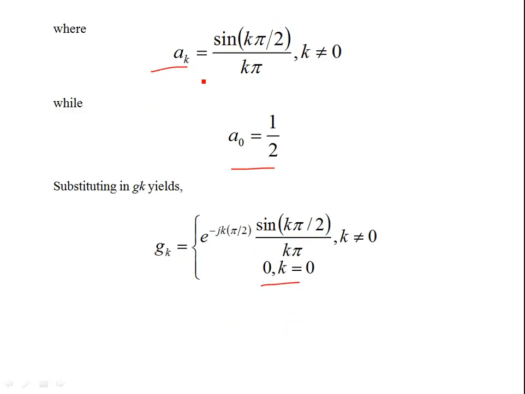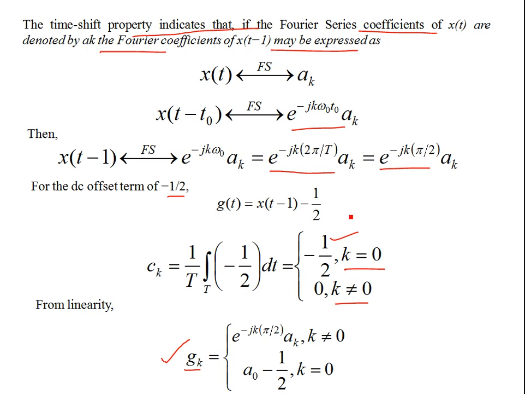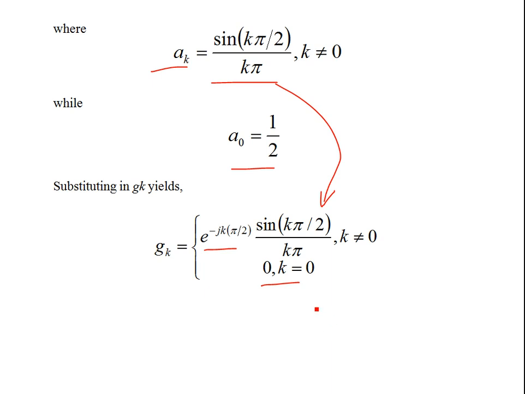Now if you substitute a_k over here, this term comes over here together with e^(-jkπ/2), which is coming from here. Where is it? Yeah, here. This is e^(-jkπ/2) because of the shift, and then this is multiplied by a_k. So you see, we have not used directly the Fourier analysis equation. We have employed the Fourier series properties to evaluate the Fourier coefficients g_k.